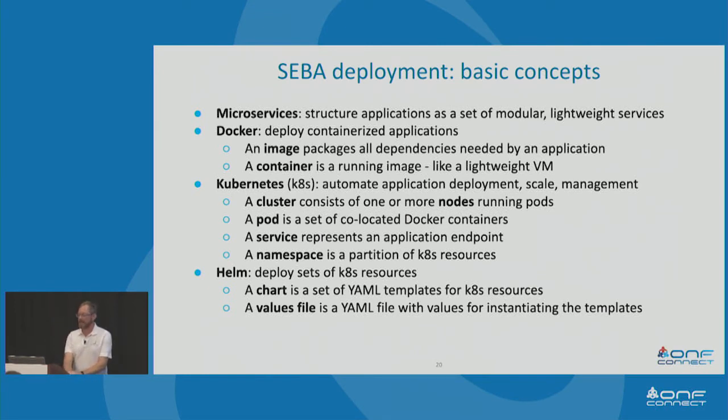A Kubernetes service represents the endpoint of an application. Like, how do you actually communicate with that application? An address and a port, for example. And a Kubernetes namespace is a partition of Kubernetes resources. So each application, for example, could have its own namespace, and it's just a way to give a name to a group of components so that you can work with them.